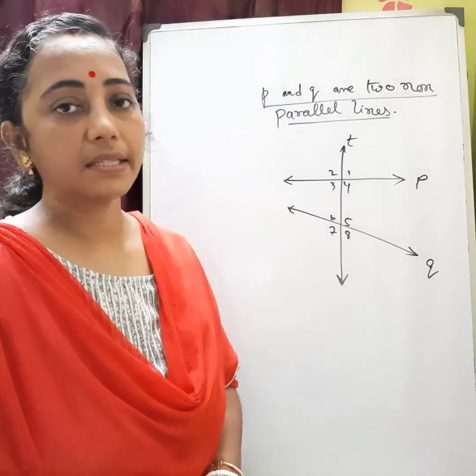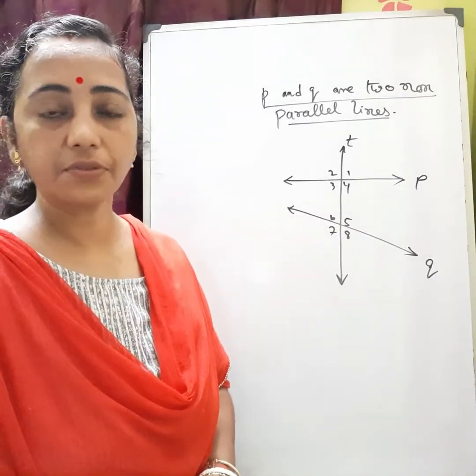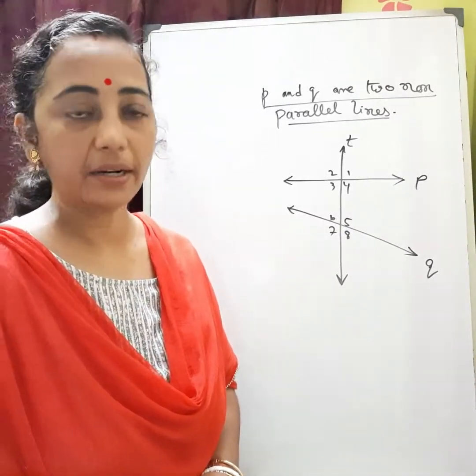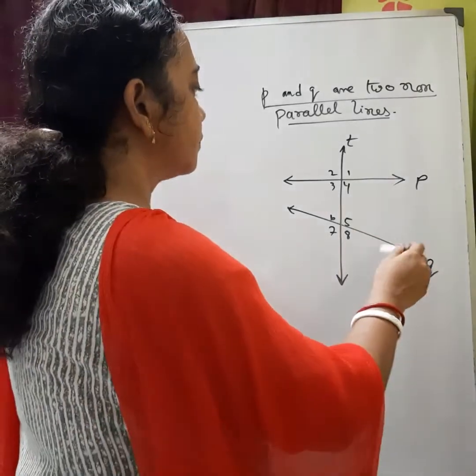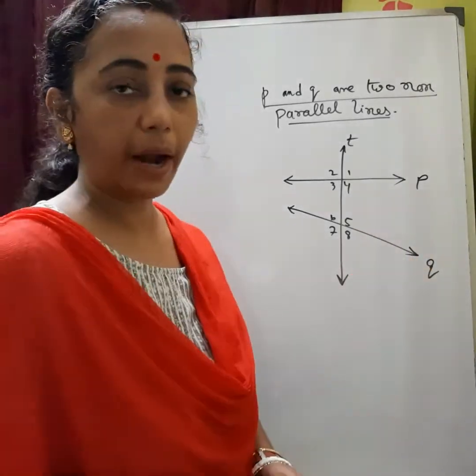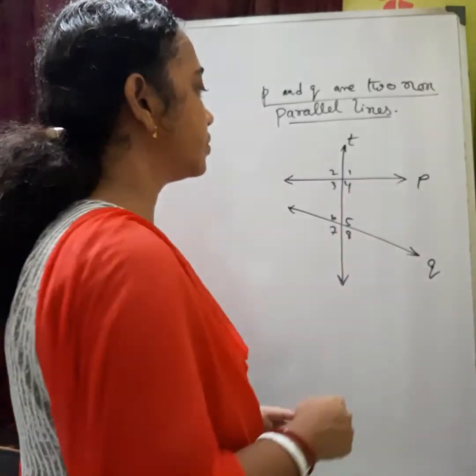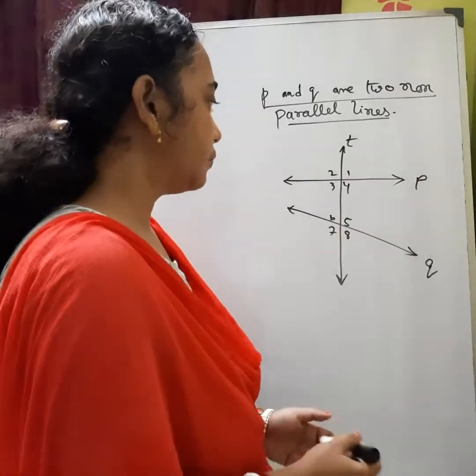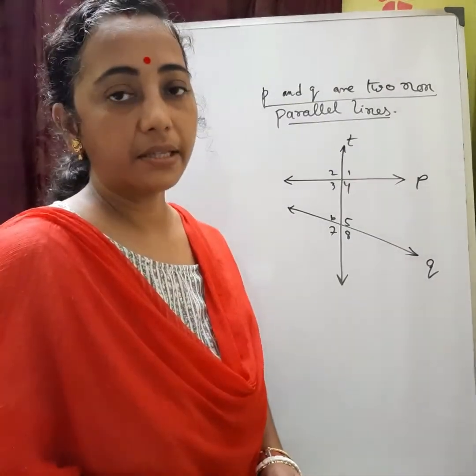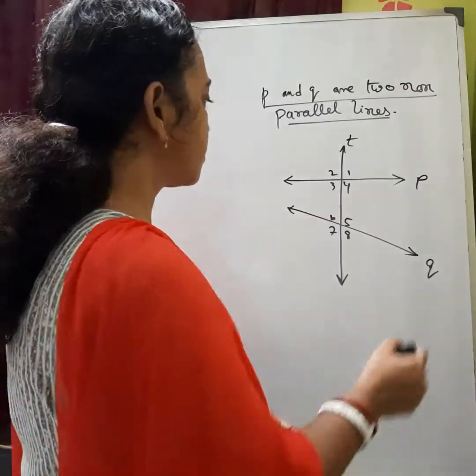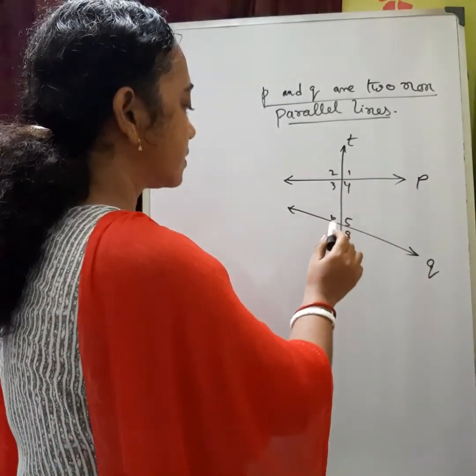Now, let us consider the angles formed by a transversal with two non-parallel lines. Look at this figure. In this figure, lines P and Q are not parallel and T is a transversal which intersects these two lines. Then we know a total of 8 angles are formed at the points of intersection, that is 1, 2, 3, 4, 5, 6, 7, 8.